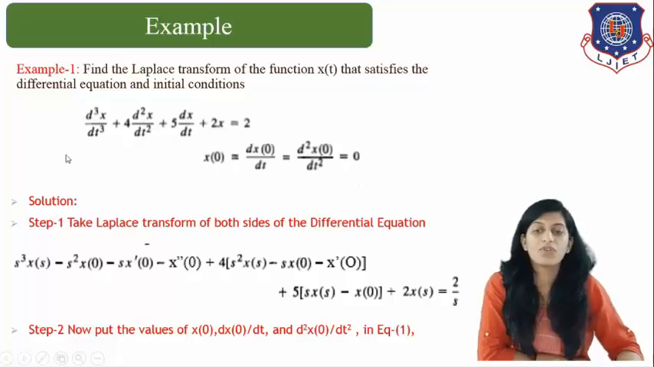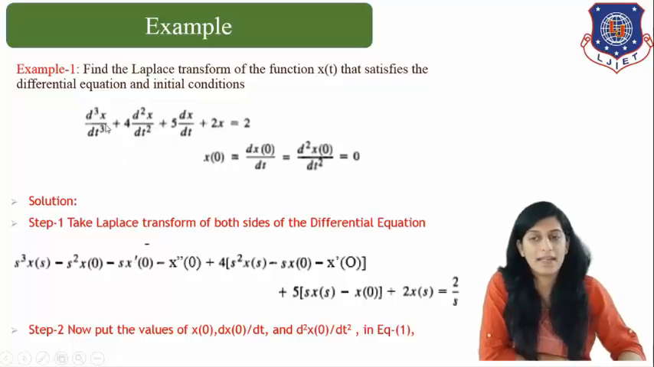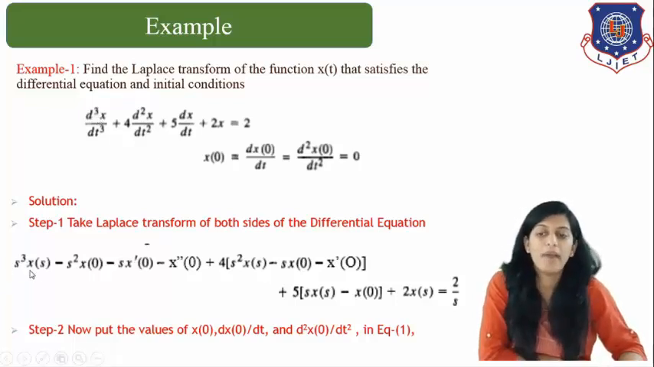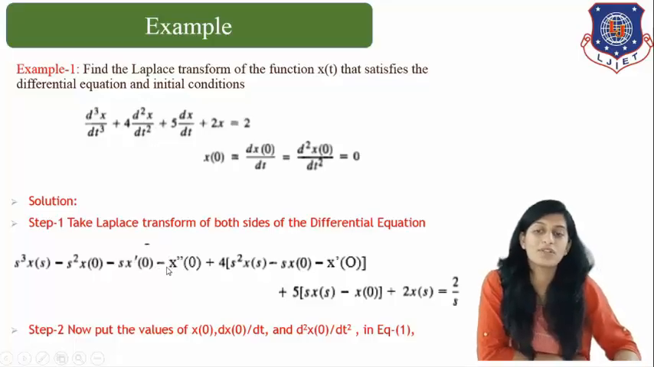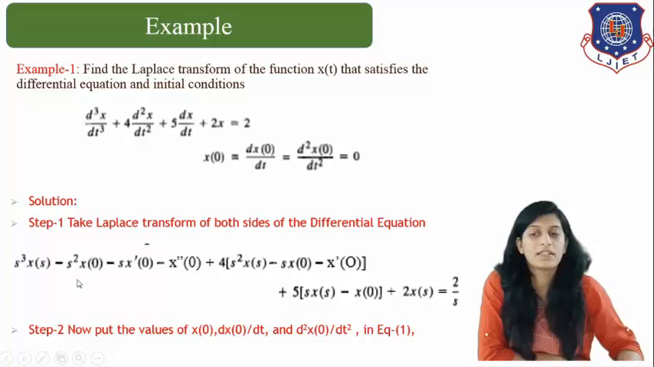So we first need to determine the transform, right? So step number 1 will be determining the transform. So d cube x upon dt cube can be written as s cube x of s minus, now you need to reduce the power of s. So next power will be 3 minus 1. So it will be s square x(0) minus s x dash (0) minus x double dash (0). Here s to the power 0 because 1 minus 1 will be 0. So this is the transform of d cube x upon dt cube.